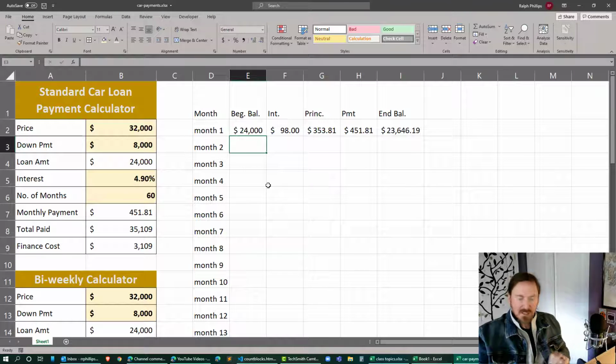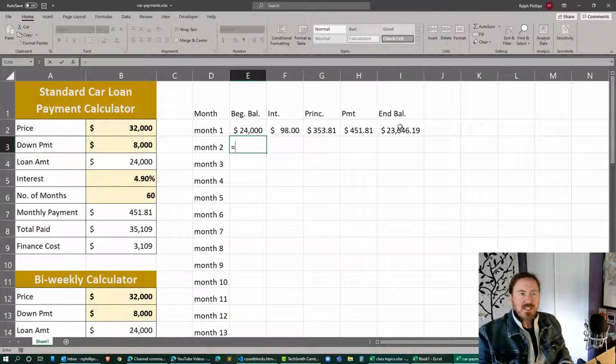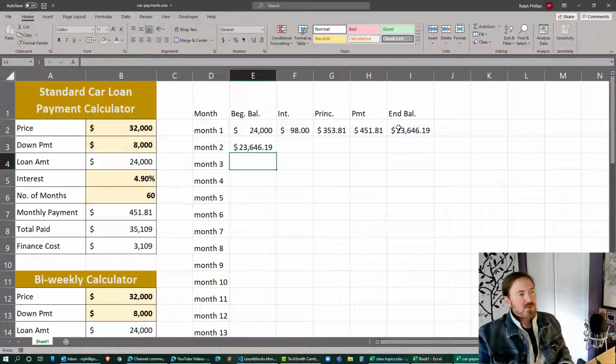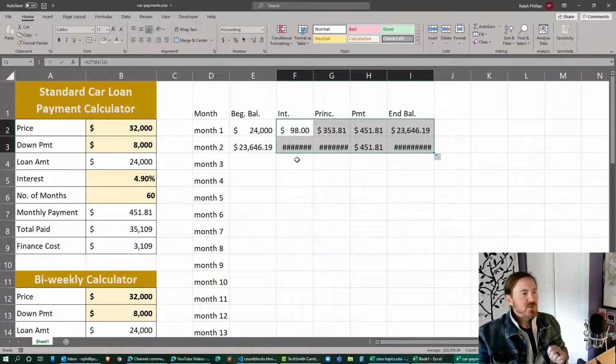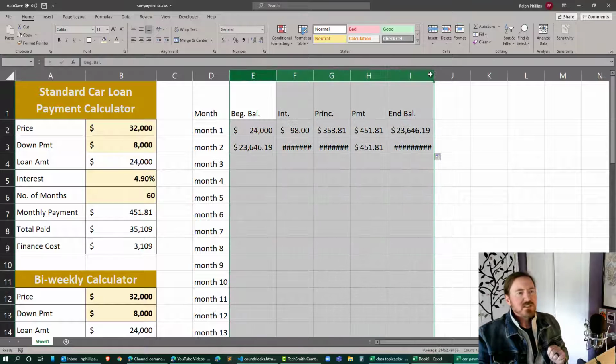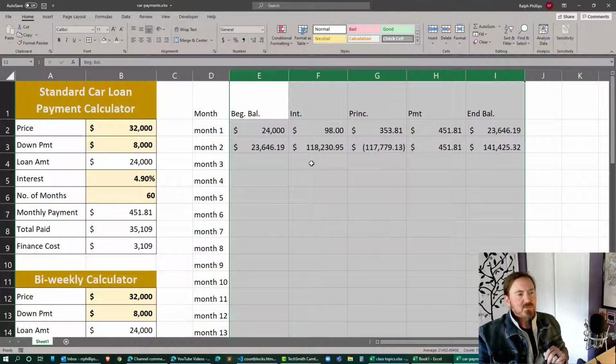My beginning balance in month 2 is going to be equal to the ending balance from the prior month, and then all of these other calculations are going to be the same. So everything's going to match up there. Now, if you get those hashtags on your own spreadsheet, that just means we need to make our columns a little bit wider so that all those numbers fit.